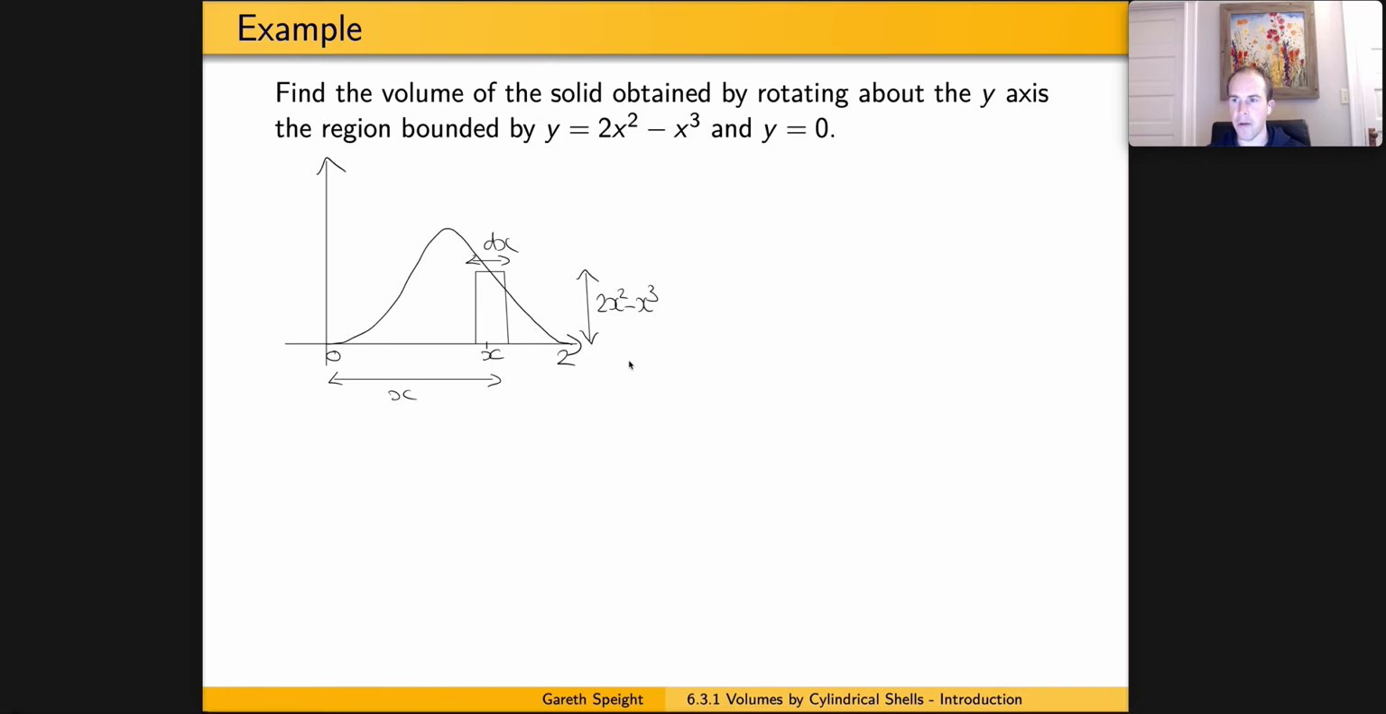And then we have to figure out what the shell looks like. So how to figure out the shell? Well, at x, we're approximating by a rectangle. And let's say this rectangle has thickness delta x. So this is going to be the thickness of the rectangle. And then the average radius is going to be the distance from x to the line where we're revolving. In this case, we're revolving around the y-axis, so the distance from x to the y-axis is the radius. The radius in this case is going to be x. And then finally, the height of the shell is going to be the height of the rectangle. So that's 2x squared minus x cubed.